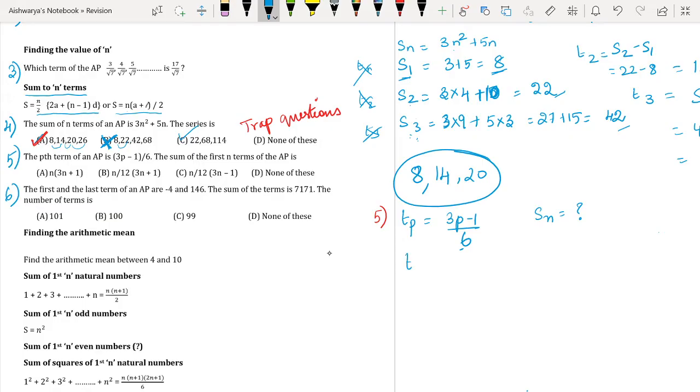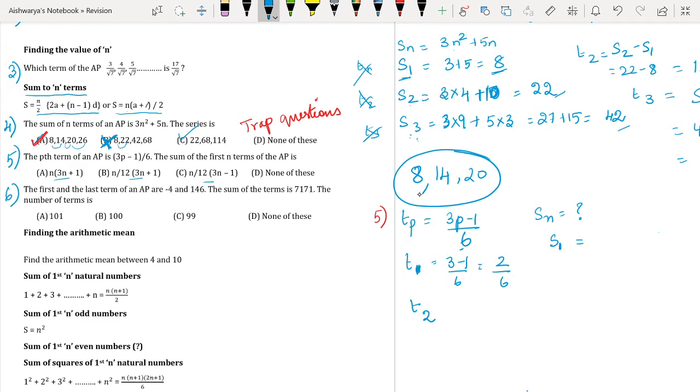So let me find T1. I can find T1 by substituting the value 1 here. So (3 - 1)/6 is 2/6. Let me find out the T2 term. I can either do that or I can find out S1. S1 I can find out by taking these options and substituting 1 here.